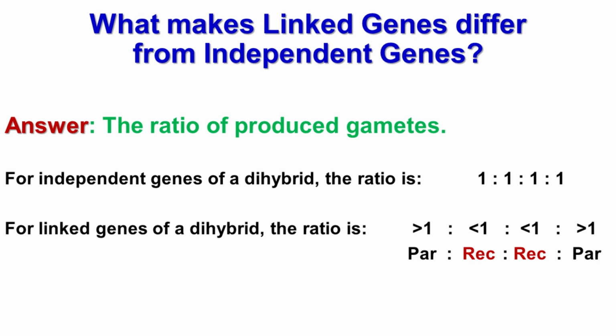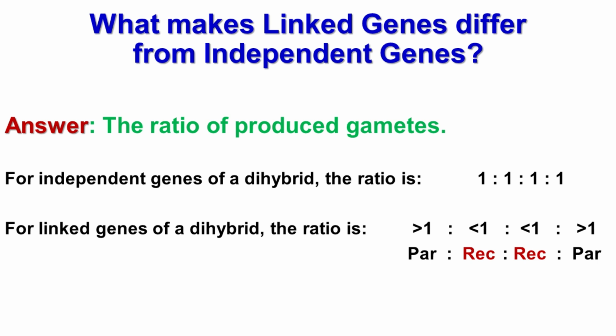What makes linked genes differ from independent genes? The answer is it's all about the ratios of the gametes. When genes assort independently, as per Mendel's law of independent assortment, the dihybrid produces gametes in a 1 to 1 to 1 to 1 ratio. When genes are linked, their gametes deviate from this 1 to 1 to 1 to 1 ratio. The ratios shift because linked genes tend to stay together during meiosis, reducing the frequency of recombination.